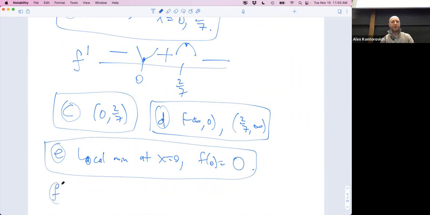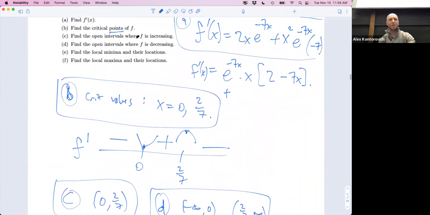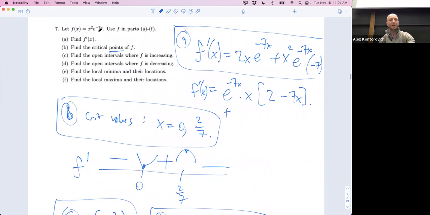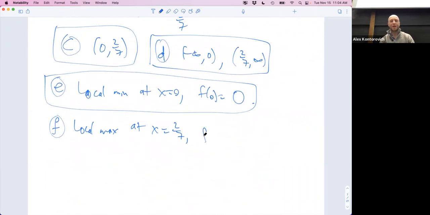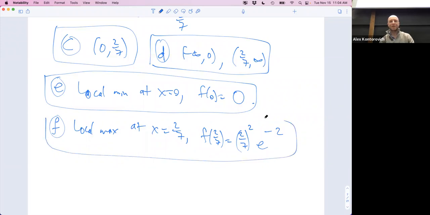And F is a local max at x equals 2/7. This might be a little more painful, but actually, no, you just put in 2/7 for the function. I get an e to the -2 and a 4/49, although there's no reason to simplify. F of 2/7 is 2/7 squared e to the -2. Certainly, if you put both of those, you can't be wrong.